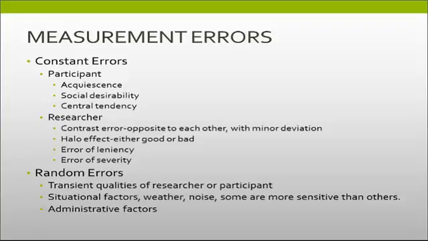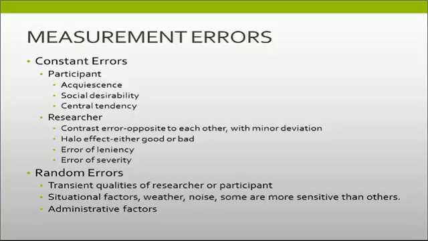The final example of how a researcher can produce measurement errors is the error of severity and the error of leniency. For error of severity, it's always giving a bad report no matter what. In the error of leniency, always giving a good report.